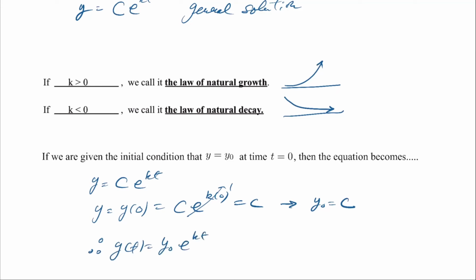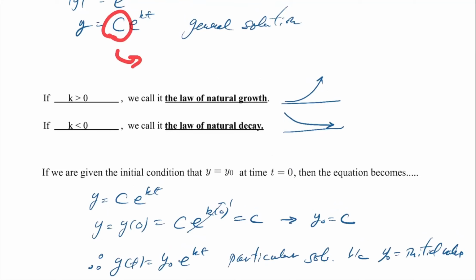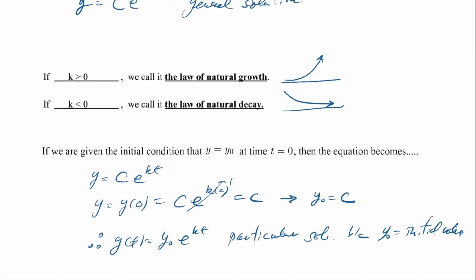So this is known as a particular solution, because y sub 0 is the initial value that we know. When you call it c, it's telling you it is some number, and y naught is a little more specific. It's a very specific value. It's an initial value that's given to us. It's subtle but important. Okay, guys?